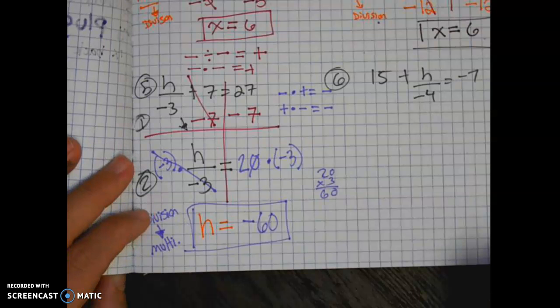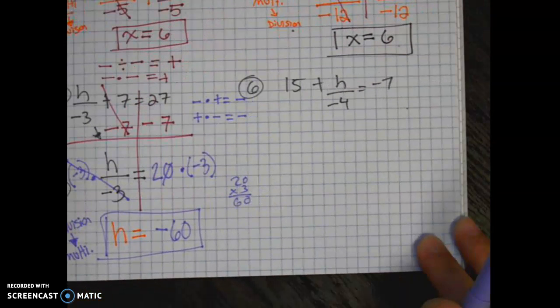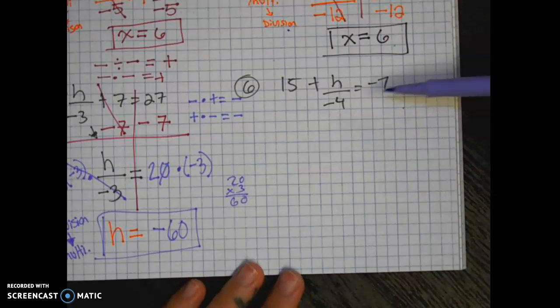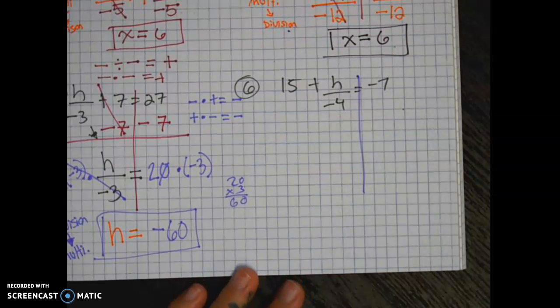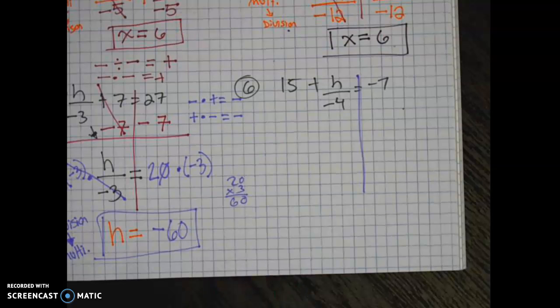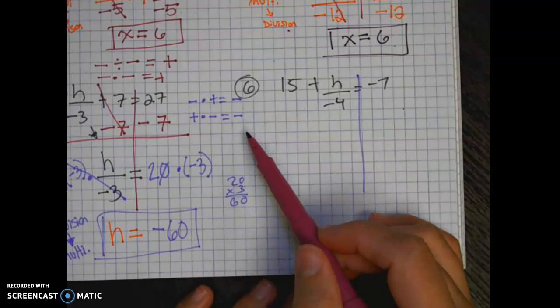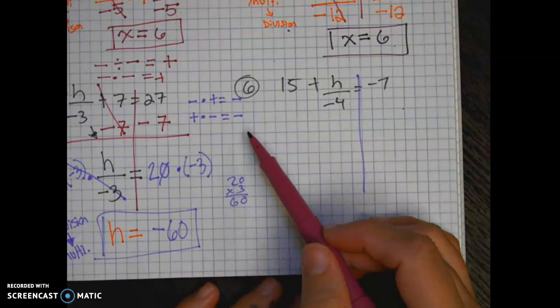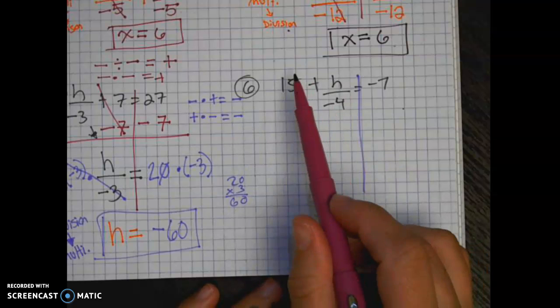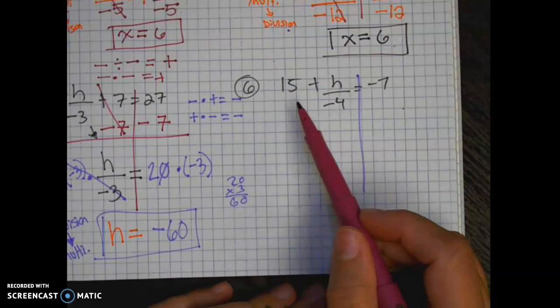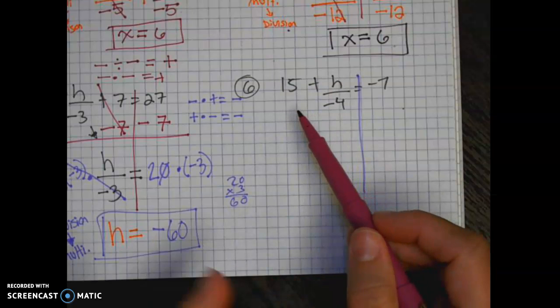Okay, move to the next one. I'm going to draw my line first off the bat. Now sometimes you won't have the variable first. Sometimes it'll be second in place. You can flip them around, that's fine, but make sure that you carry any signs. If this was negative h divided by negative 4, you would have to carry it over.